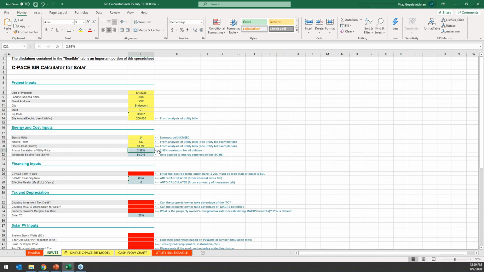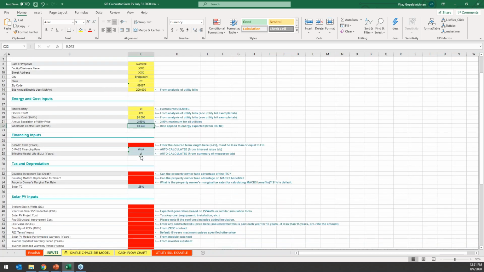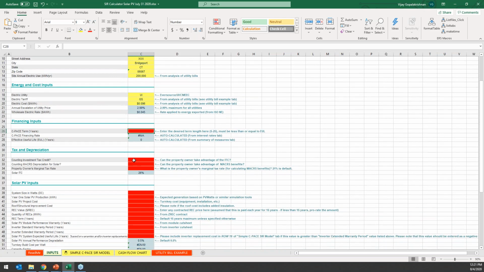And then the wholesale electric rate, that's if your total generation for your PV system is higher than the total annual usage, you're exporting some of this energy. So we apply a 4.5 cents a kilowatt hour rate to that exported energy. That comes from a historical analysis of ISO New England data. So again, those two are default inputs. For financing inputs, we will come back to the CPACE term right after we finish a few other inputs, and soon I'll explain why. So let's move on to the tax and depreciation inputs.